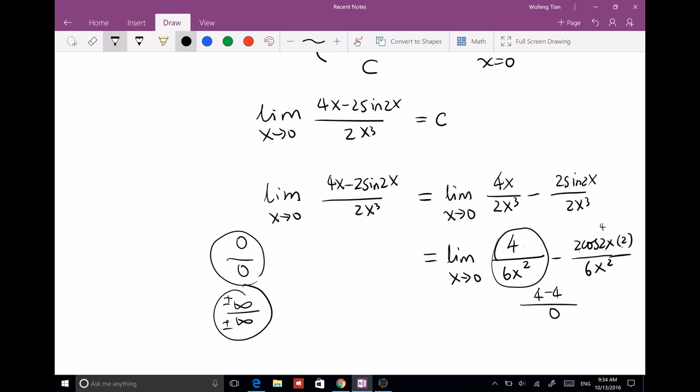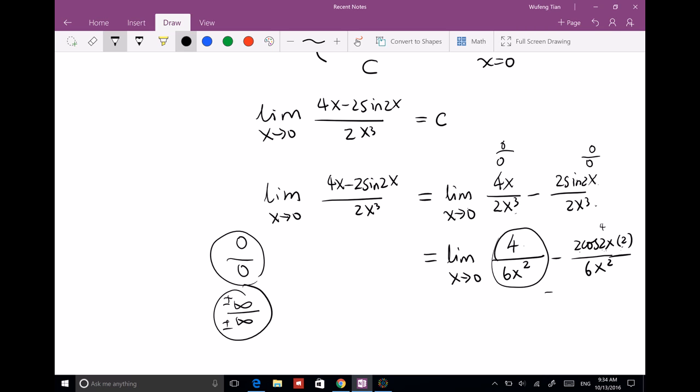But the problem is if you break this into 2 fractions, you cannot use L'Hopital's rule again. Yes, the first time we can, because it's 0 over 0 form. But after that, you cannot use L'Hopital's rule again. You have to put them together to be able to use it. Does it make sense? Yeah, that makes sense. This one 0 over 0 form is okay.